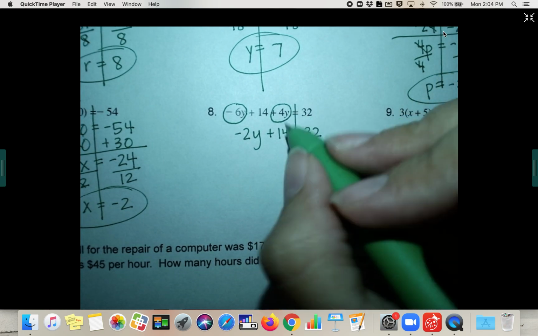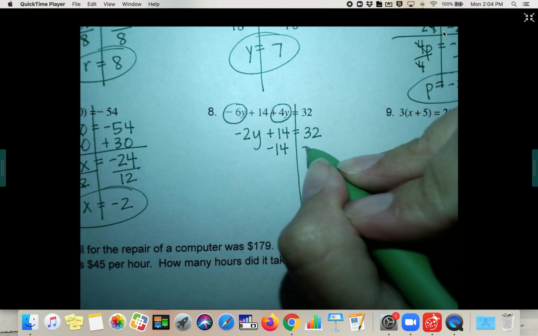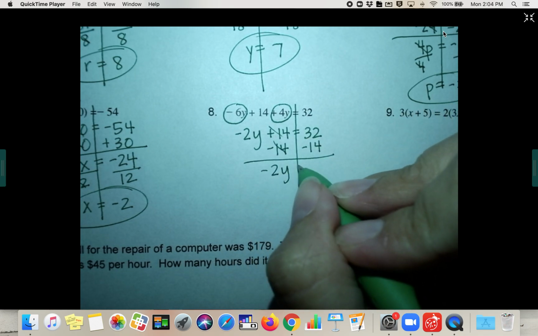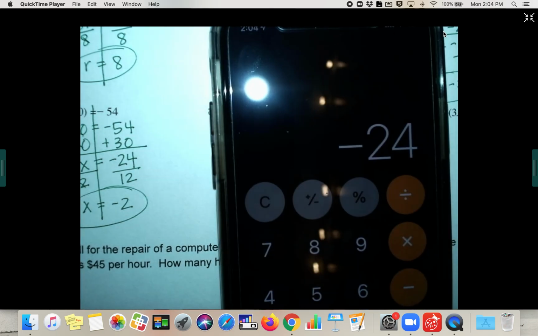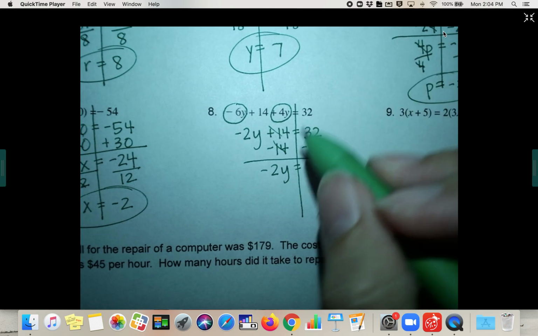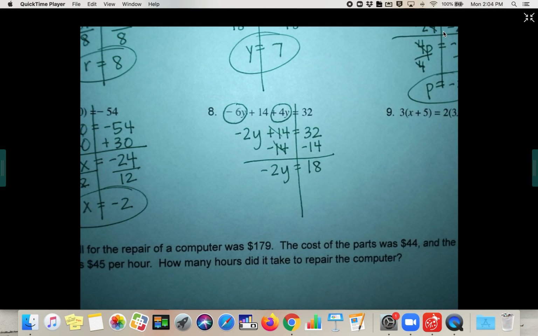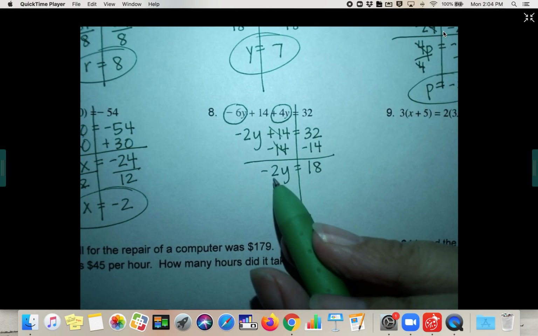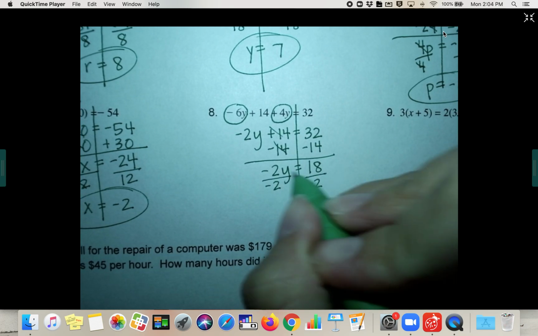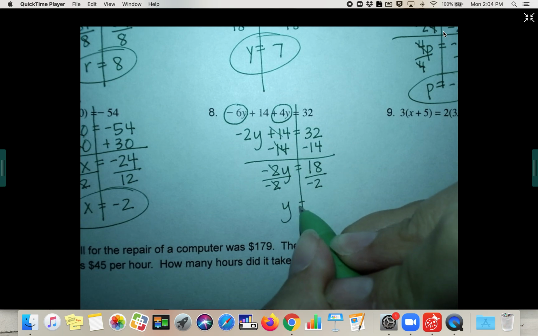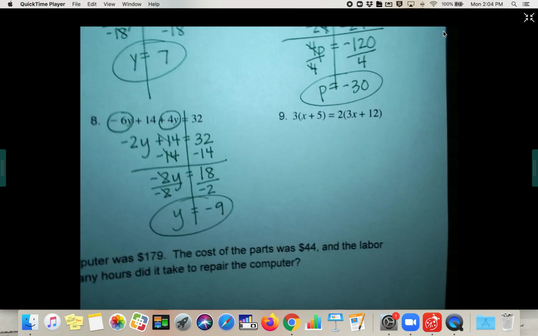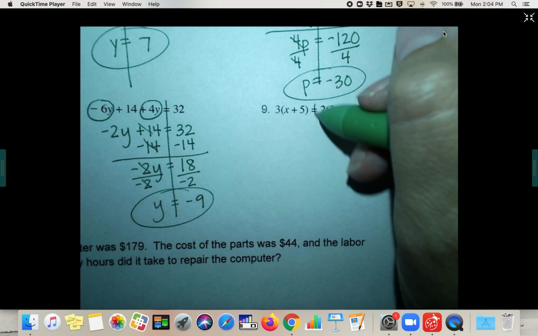So the next thing I want to do is minus 14 on both sides. Negative 2y equals whatever 32 minus 14 is. 18. And the last step is to divide by exactly what's next to my variable. So divide by negative 2 on both sides, which should be negative 9. Double check that that's correct. I think it is.